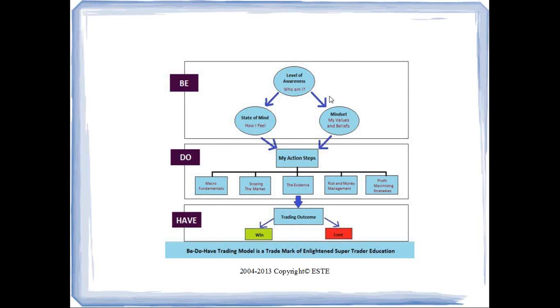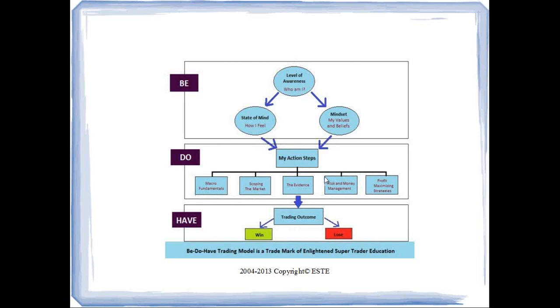So in other words, if you're saying to yourself, I am a consistent profitable trader, I am feeling happy, I'm feeling calm, I'm feeling focused, and part of my values and belief system is that I am the best trader in the world that makes money consistently in any market conditions, then you're dictating based on who you are as a trader. Then part of that, you follow your action steps.